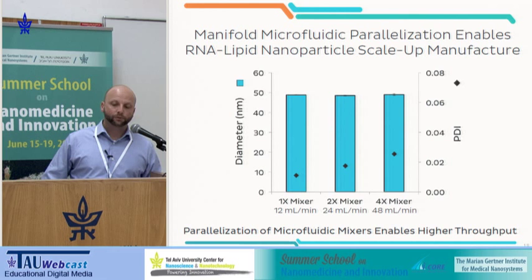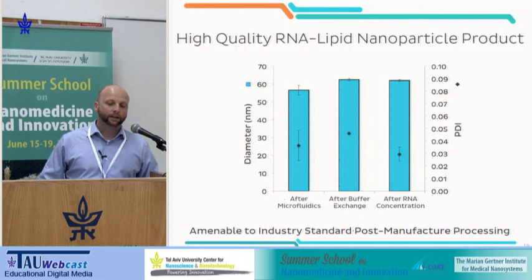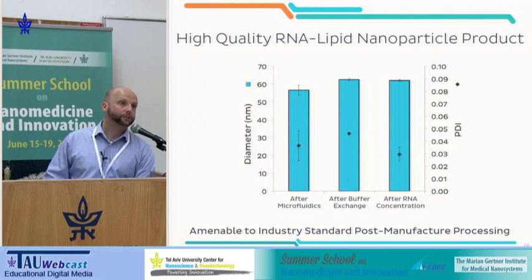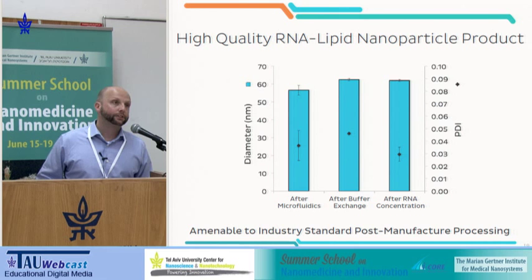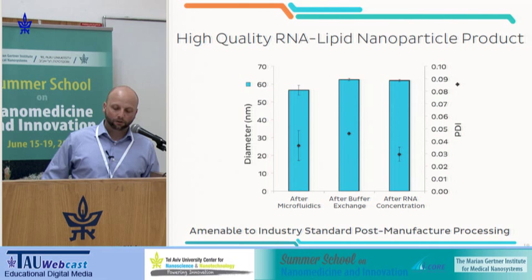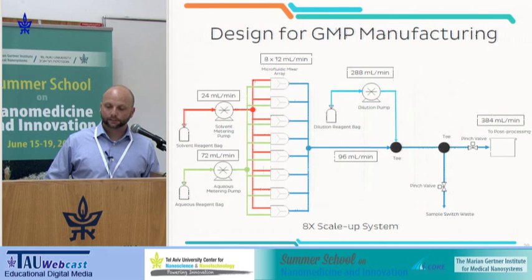And also, the particles are stable coming off the system. This is always very compositional dependent, but using the NanoAssemblr, you can find compositions that should be very stable. And then looking at the particles after coming off the microfluidic chip, after doing a buffer exchange, and then also after concentrating to your final drug concentration, the particle systems are very stable and really amenable to industry standard processes.